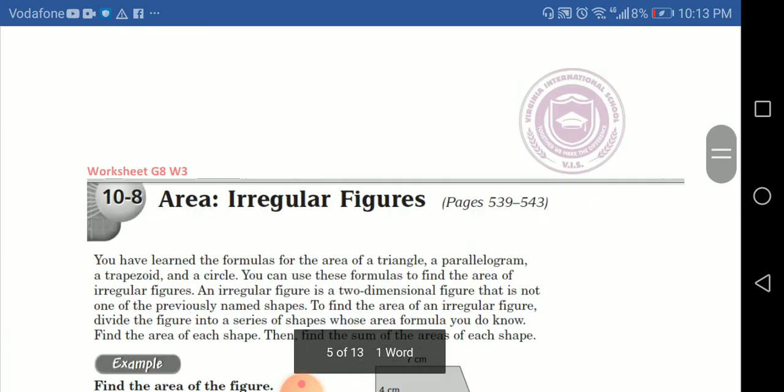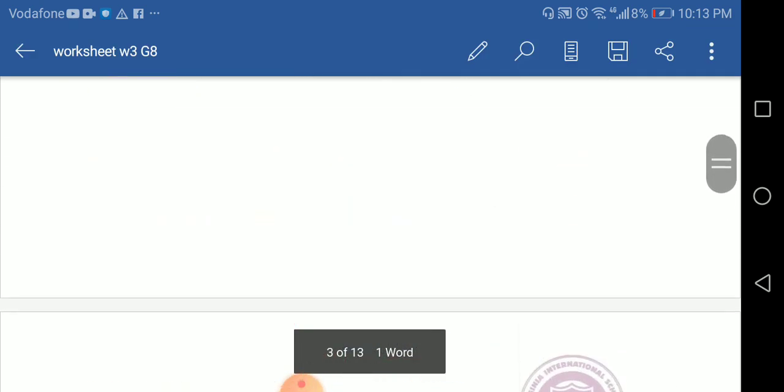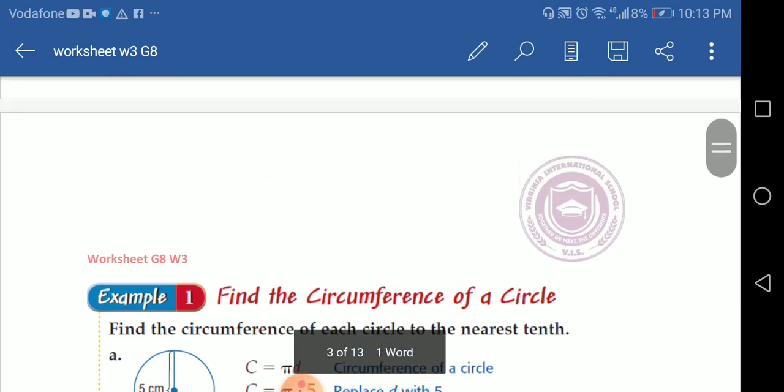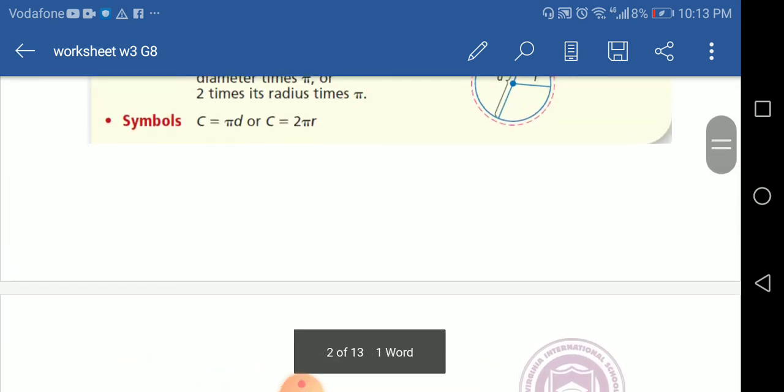This is the square. So I hope you understood the lesson. It's very easy. Study well the two rules, my dear students.